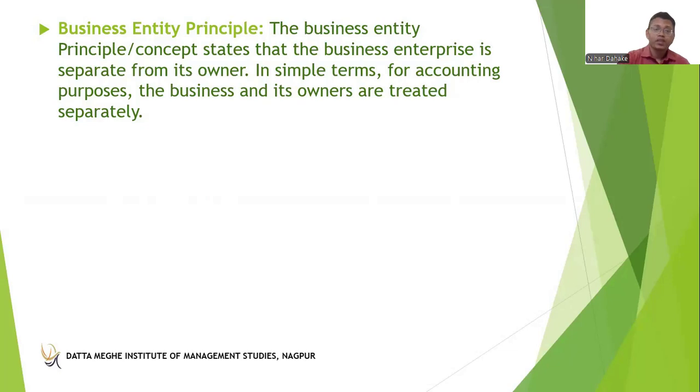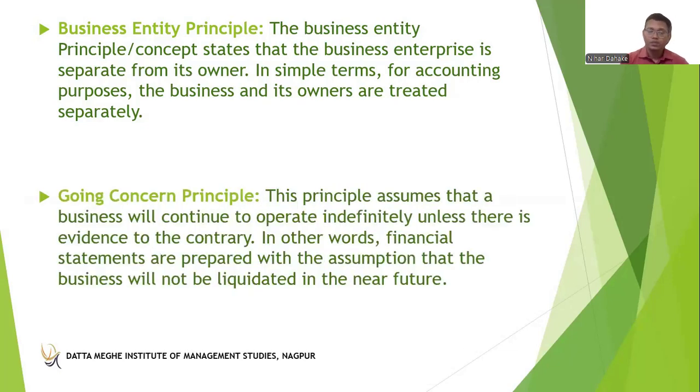The next principle is the going concern principle. What is meant by the going concern principle? This principle assumes that a business will continue to operate indefinitely unless there is evidence to the contrary. It means the business will continue in the future. It will not wind up or liquidate, or stop doing its business. It will go on consistently, and on that basis they have to maintain their books of accounts for the future. In other words, financial statements are prepared with the assumption that the business will not be liquidated in the near future. It will not close down, and we will maintain all the books of accounts continuously. That is the going concern principle.